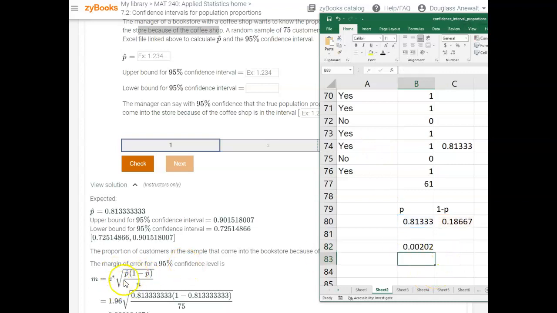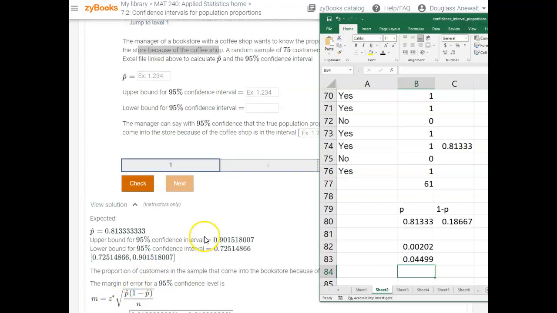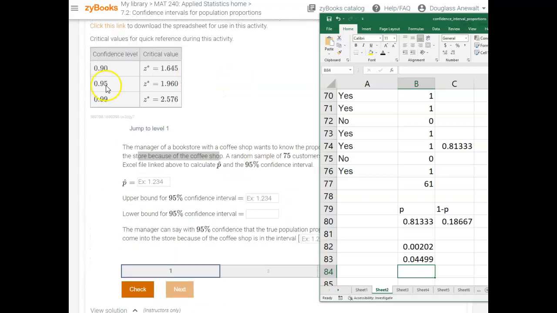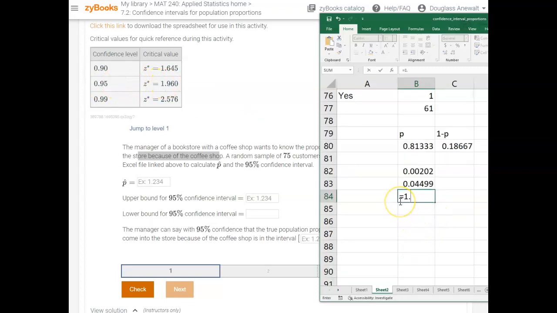Just following that formula, take the square root of it now. The square root of that result. So that's the number I need to multiply by the critical value. Pay close attention to the problem. It says 95%, so our critical value is 1.96. Multiply that by what we just calculated. So that is our margin of error.